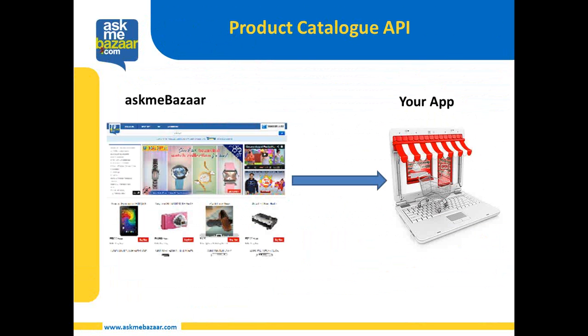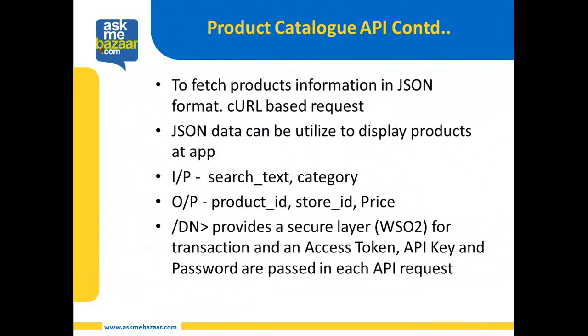So guys, to open an online store you need 4 things, as Pooja discussed. You need an online application, products to sell, a payment gateway, and a delivery system. Payment gateway and delivery system come under order fulfillment. In case you don't have your own products, you can use the Product Catalog API to list the products of your choice available at askmebazaar.com. We have around 2 lakh products in 16 categories from around 16,000 sellers across India.